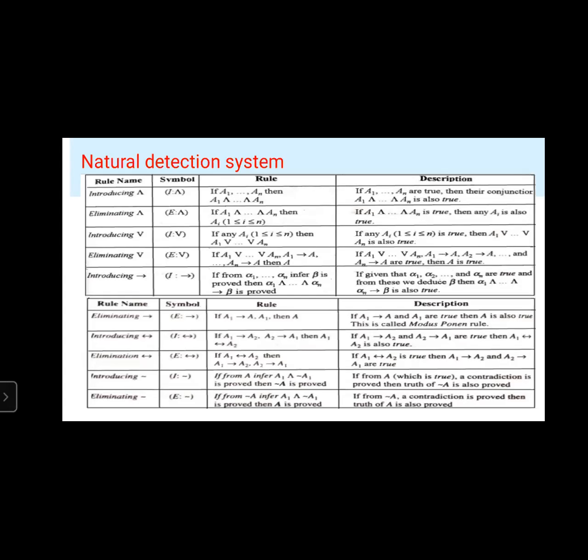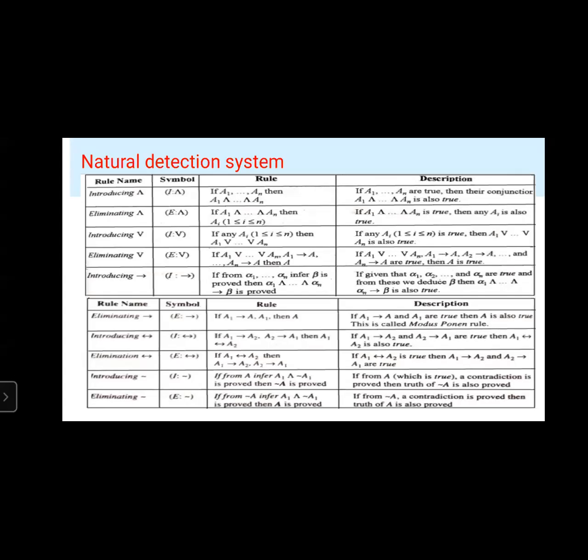Next one, eliminating or, E colon or. The rule here is: if A1 or A2 or so on up to AN, A1 implies A, A2 implies A, and so on up to AN implies A, then A. The description here is: if A1 or A2 or A3 and so on up to AN, and A1 implies A, A2 implies A, A3 implies A, and so on up to AN implies A are true, then A is true.